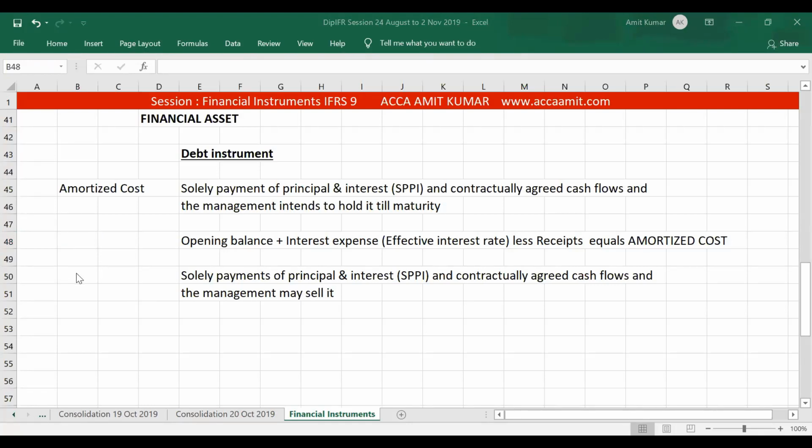Mandatorily recognized in fair value through OCI. There is no option here. Fair value through OCI, mandatorily recognize in fair value through OCI.